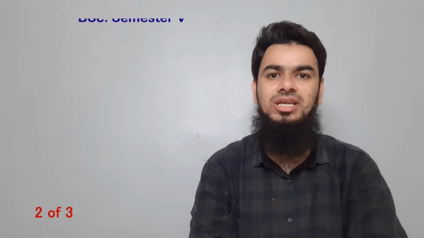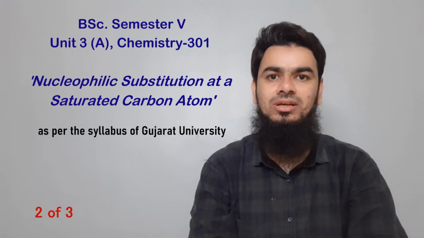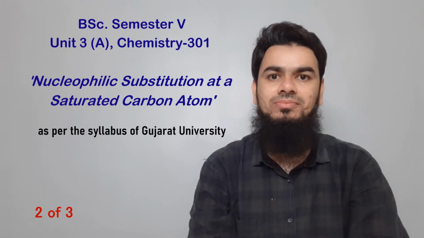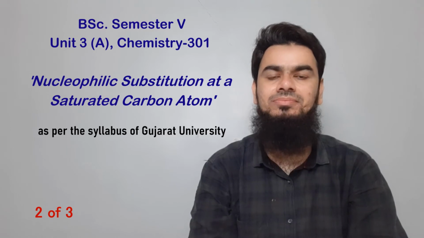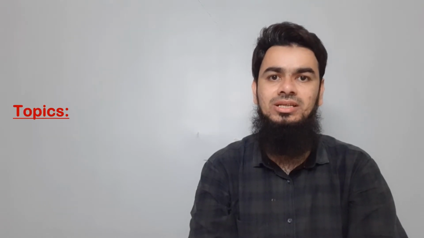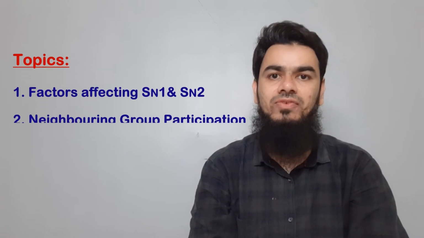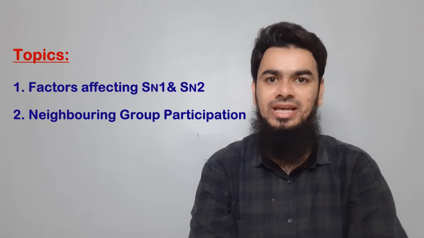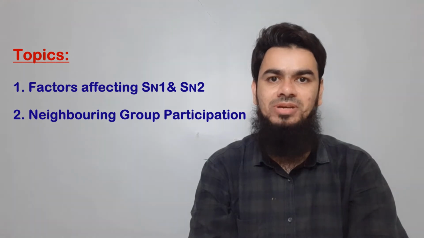This is the second of the three videos that cover Unit 3A of Chemistry Paper 301 from BSc Semester 5, that is nucleophilic substitution at saturated carbon atom. In this video, we are going to discuss two topics. First is the factors affecting the rate of SN1 and SN2 reactions, and second one is neighboring group participation.